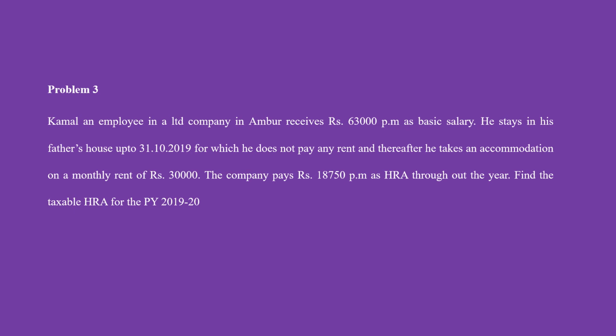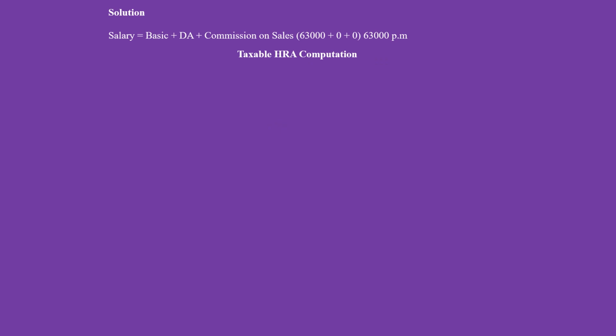The company is actually paying him a house rent allowance throughout the year. So for the entire year, he is receiving 18,750 per month. We need to take care of that when we are calculating HRA. Okay, how are we going to solve this sum? First we'll start off with salary calculation, basic plus DA plus commission on sales. That is 63,000 plus the other two, which are not given in the sum. So we just take 63,000 per month.